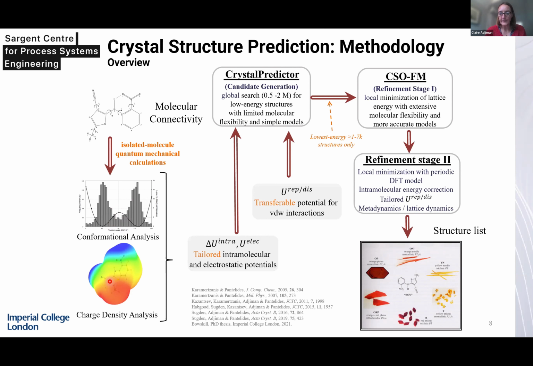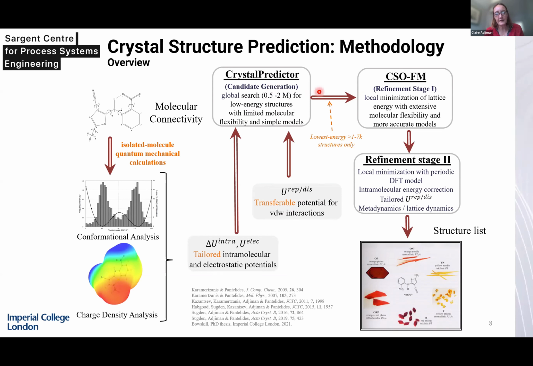We're going to use this molecule-specific information to develop a tailored intramolecular and electrostatic potential. We're going to combine this with a transferable potential for the repulsive dispersive term that I've mentioned. And that is going to make up our lattice energy model, which we're going to use to launch a global search. So we have a code for this that really tries to find as many structures as possible. We typically generate 500,000 to 2 million structures with this code. So really quite a number of calculations.